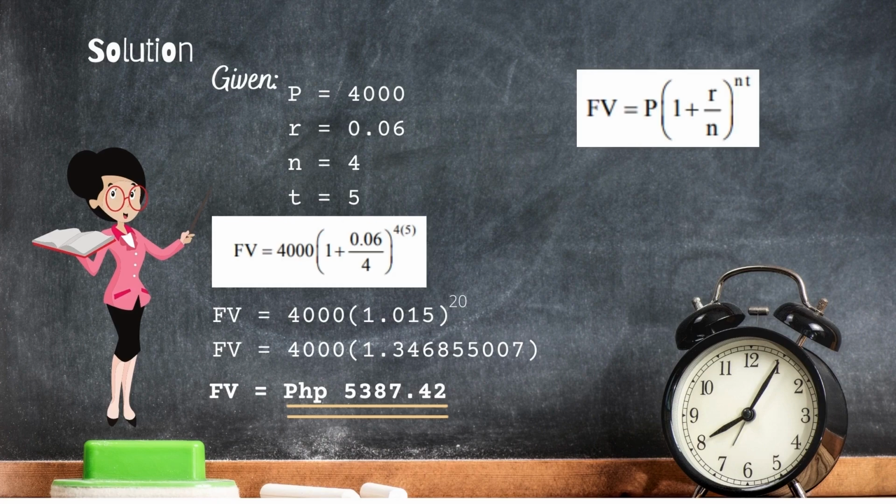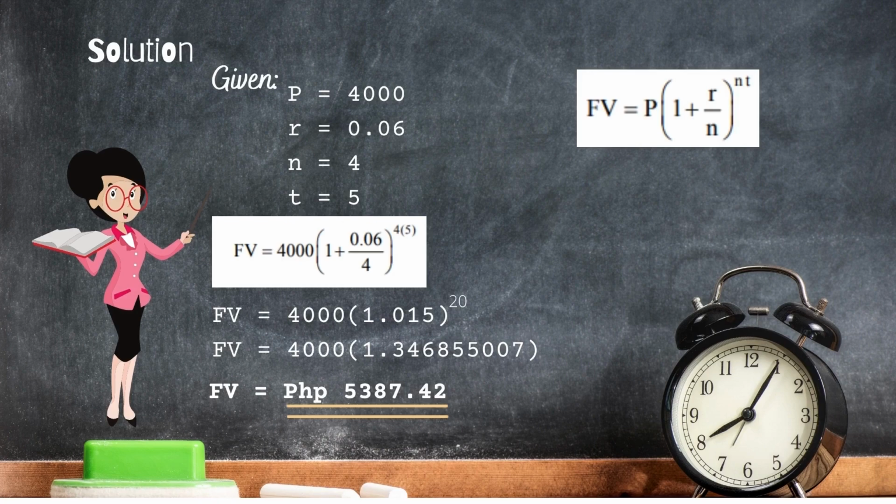When computing for the compound interest, you have to use the order of operations to simplify the problem. If the problem has decimals, keep as many decimals as possible until the final step. As you notice, I put the 0.346855007. And then round your final answer to two decimal places, like in 0.42.